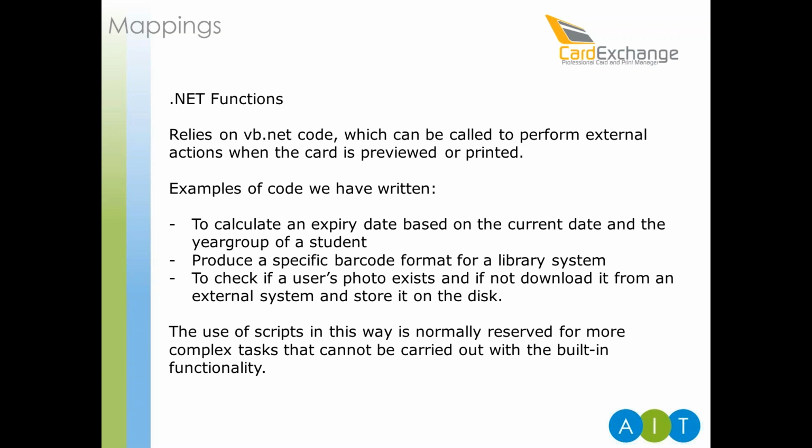So one of the types of mapping is a .NET function. This is a piece of code that can be executed to perform a routine and optionally return some data for CardExchange to deal with. I've listed a couple of examples on the slide there for projects that I've worked on previously where I've had to write some code to produce data outside of CardExchange. I'm not going to go into the details about .NET today, or we'll be here for weeks, but it's a comprehensive programming language that's widely used for a lot of Windows applications. So the fact that CardExchange can pull information from a .NET routine means that you can do more advanced things outside of the software. There are just a couple of examples shown there on the screen.